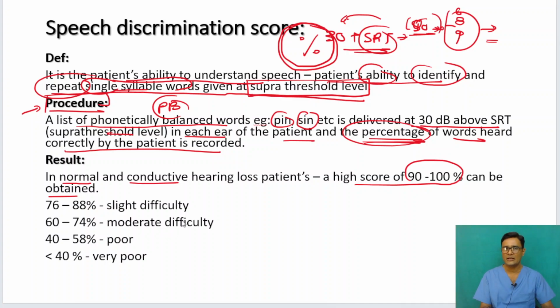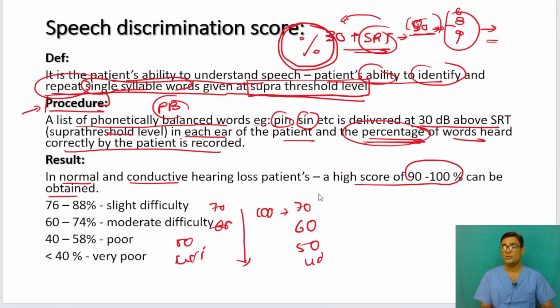Now, it is falling down, say 70%, 60%, 50% or 40%. So you are giving 100 words, only the patient can repeat 70, only 60, only 50, only 40. You are giving it at a supra-threshold level. The problem is not the intensity, not the amplitude, not the decibel range. The problem is the patient's ability to process the information, and that is what we see in presbycusis.